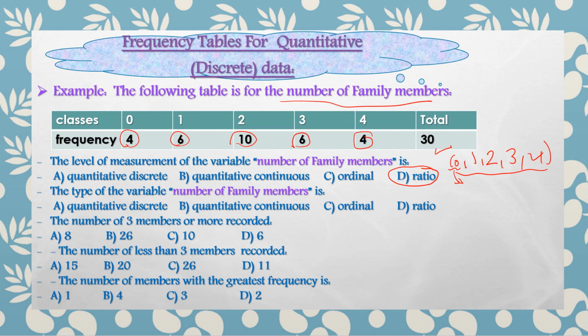Question 2, the type of variable number of family members. We just said that the number of family members variable is a quantitative discrete variable. So the correct answer is A, quantitative discrete variable.